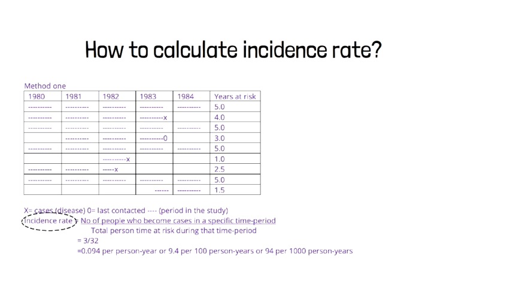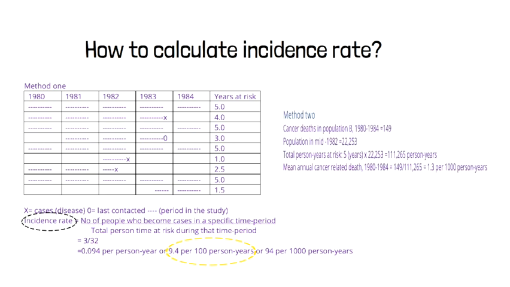The rate in this study is 0.094 per person year, or 9.4 per 100 person years, or 94 per 1000 person years. It is also feasible to calculate rates from vital statistics data where the precise measures of the person time at risk are not accessible. To achieve this, the midpoint population of the calendar period of interest is extracted and multiplied by the length of the period, that is usually years. This value serves as an approximation of the person time at risk.